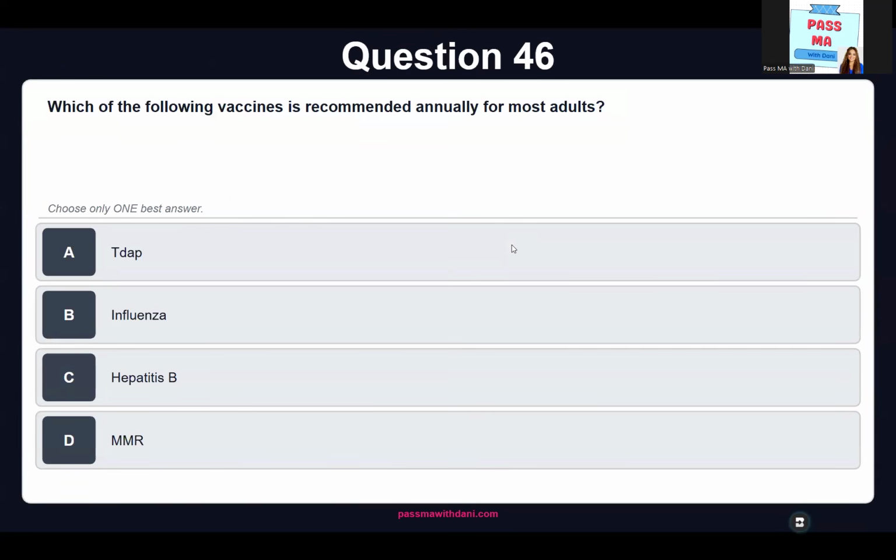All right, question number 46. Which of the following vaccines is recommended annually for most adults? Is it A, Tdap? Is it B, influenza? Is it C, Hep B? Or is it D, MMR?